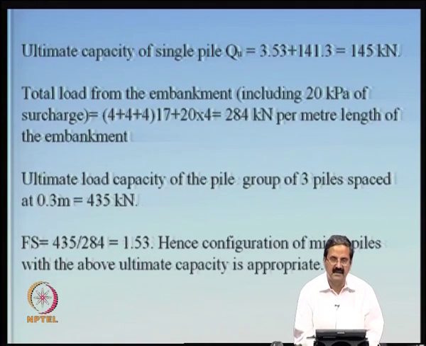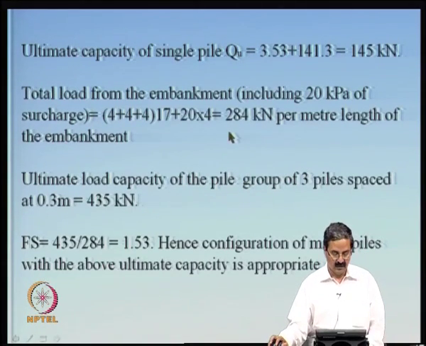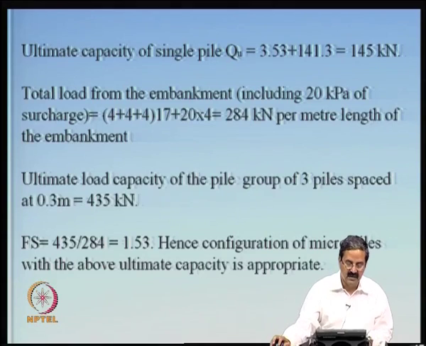As I just said, the height of the embankment is 4 meters. So, below 4 meters I will get this much stress, and I am not assuming any stress distribution, I am taking the total load as it is. So, this is the load, and the ultimate capacity of the pile group of 3 piles spaced at 0.3 is 145 into 3, which is 435. And 435 divided by 284 gives a factor of safety of 1.53. Hence, the configuration of micro piles with the above ultimate capacity is appropriate. This is a simple statement that one can make.